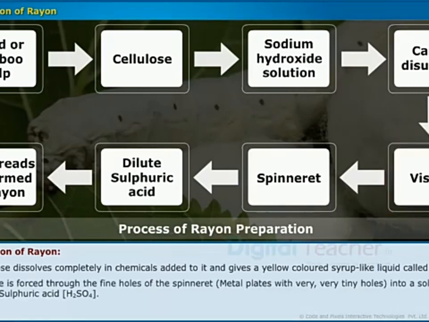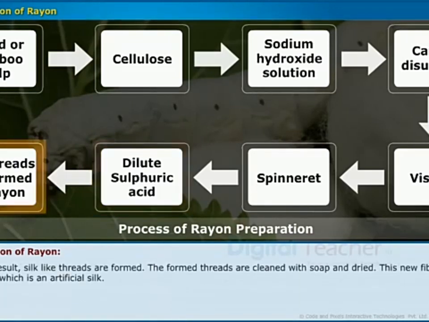Viscose is forced through the fine holes of the spinneret, metal plates with very tiny holes, into a solution of dilute sulfuric acid, H2SO4. As a result, silk-like threads are formed. The formed threads are cleaned with soap and dried. The new fiber is called rayon, which is an artificial silk.